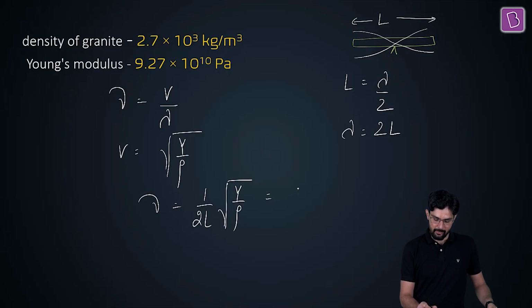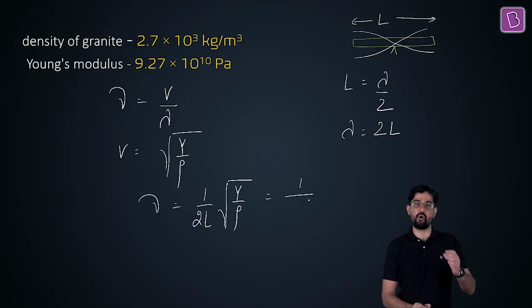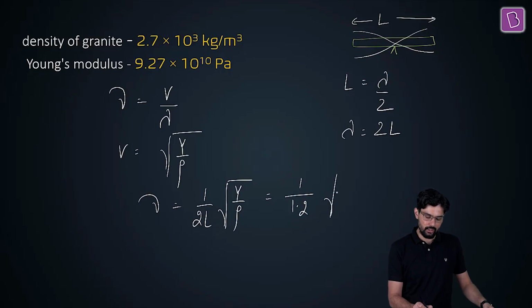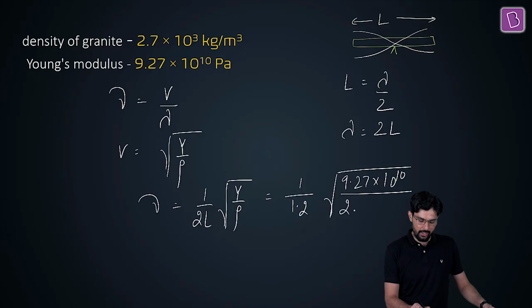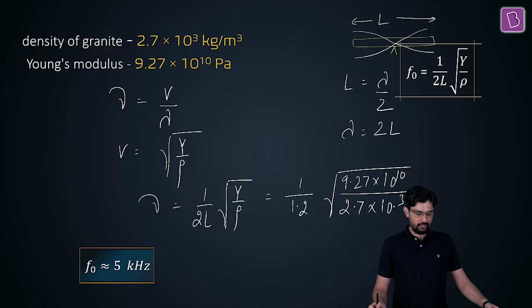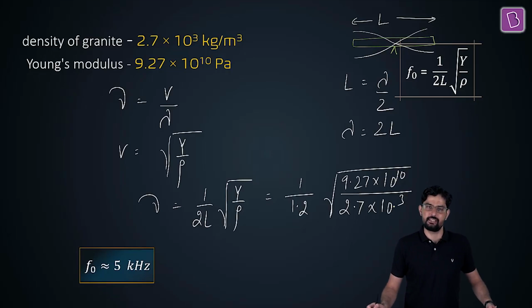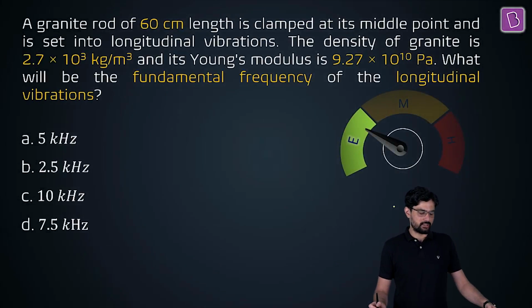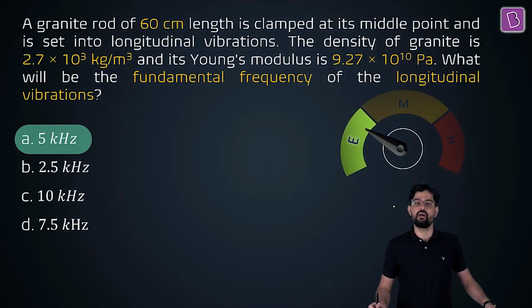And L here is 60 centimeters, so this is going to be 1 upon 2 into 0.6, that is 1.2, under root. The Young's modulus is 9.27 into 10 raised to the power 10 Newton per meter square divided by the density 2.7 into 10 raised to the power 3. After simplifying, you will get the value of the frequency to be approximately 5 kilohertz. So in this case, the fundamental frequency of longitudinal vibrations is going to be 5 kilohertz.